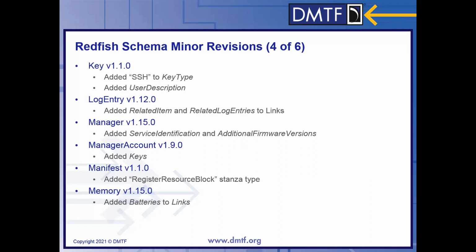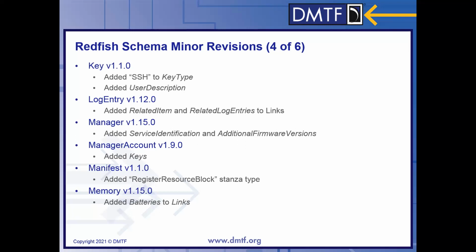Log entry was extended to show additional relationships to other resources in the service. So maybe in addition to origin of condition, there might be other resources of interest. So you could follow a related item to find other things that a client might need to inspect when looking at an event. And likewise, there might be other log entries that are related to this particular entry. It could be that this is the starting point for a set of events that are all closely related, so there might be other events that need to be processed.